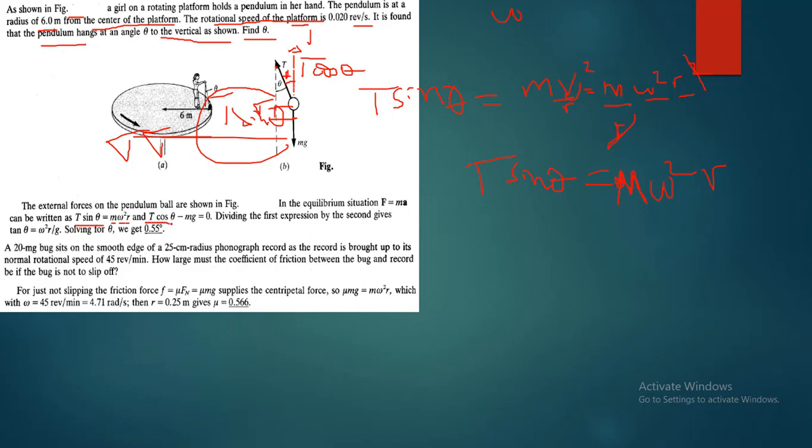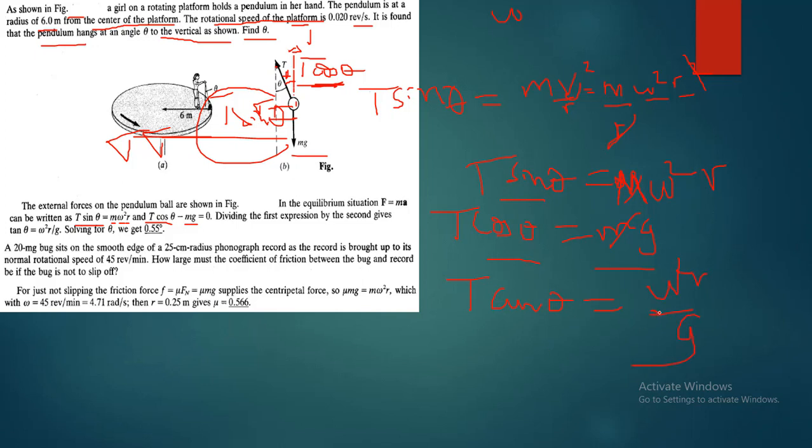We continue: T cos theta minus mg equals 0. At that point, because the body is not moving up, these forces balance. T cos theta and mg balance, so T cos theta equals mg, the weight. If we solve for the angle, we can divide the equations, and we get tan theta equals, the mass cancels, w squared r over g.